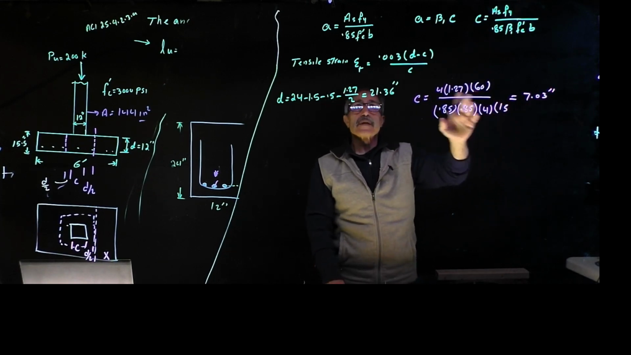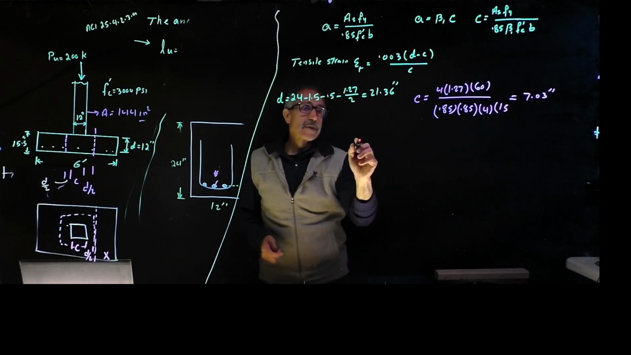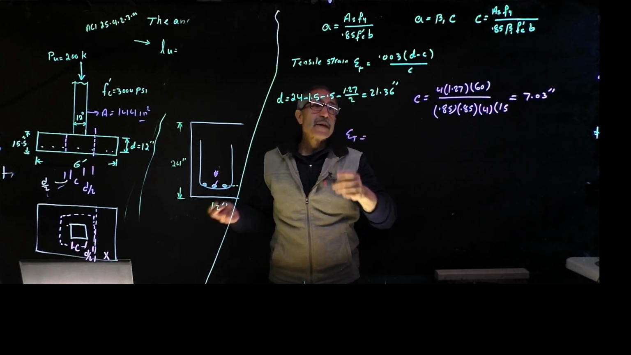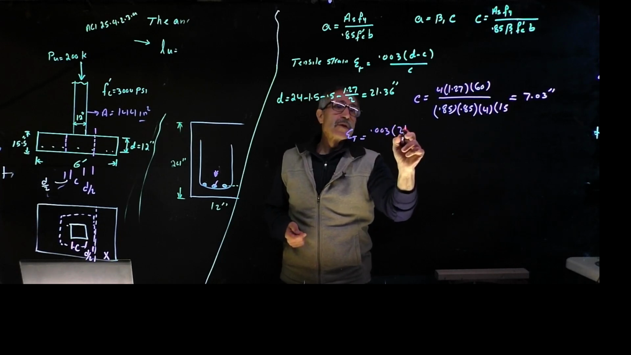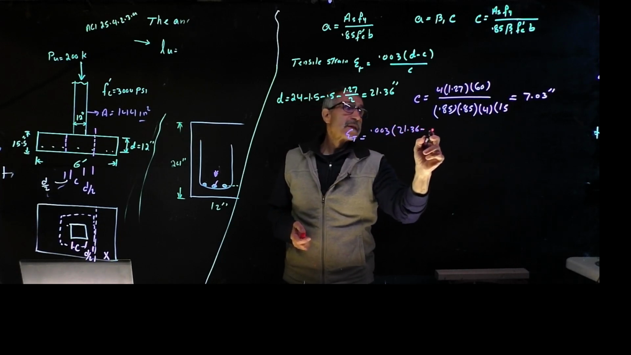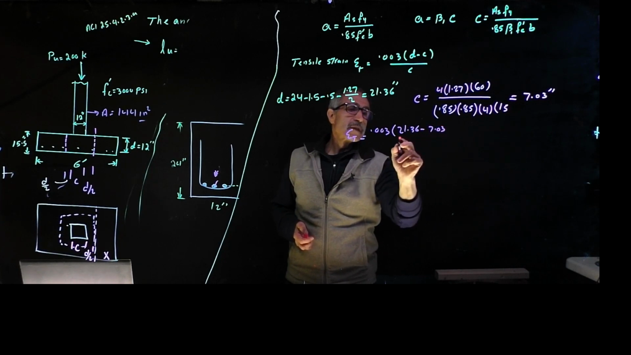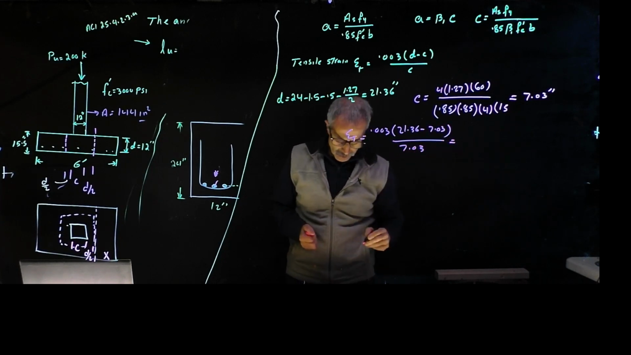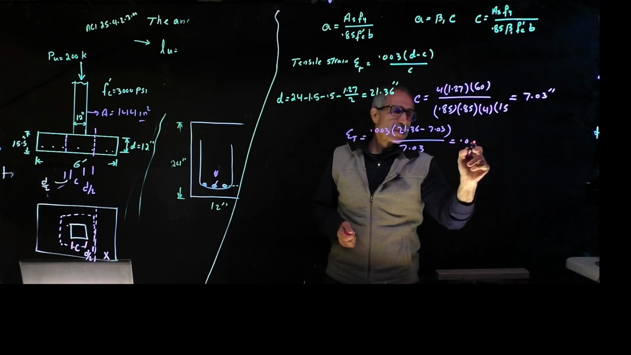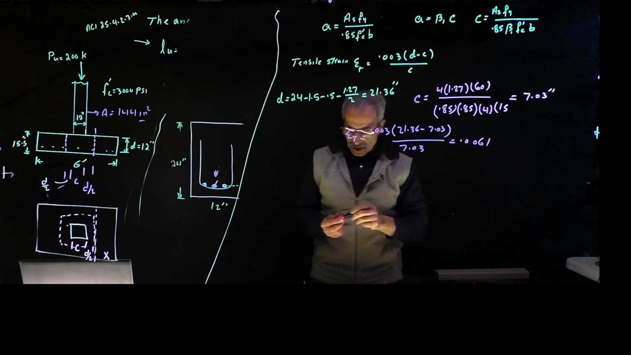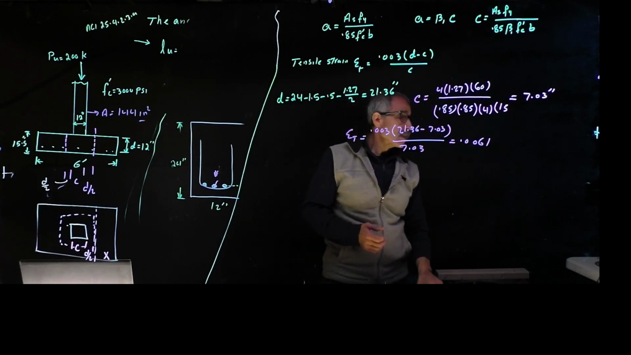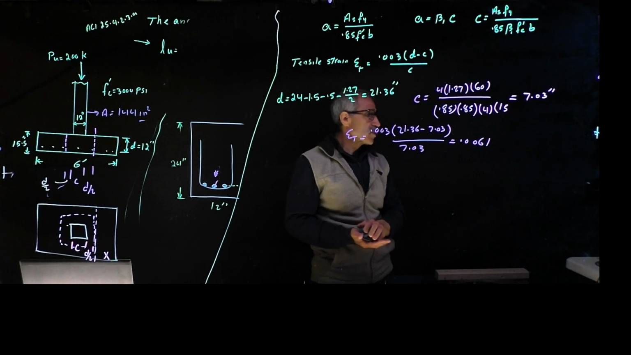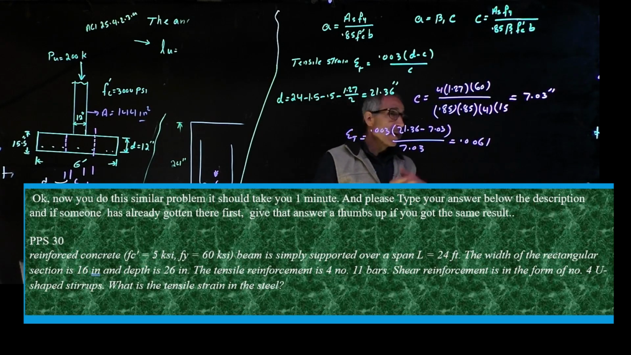Really, that's all I need because I'm going to go over here. I'm going to say the strain is equal to, because epsilon t is the strain in here, 0.003 times (d, which came out to be 21.36, minus 7.03), the whole thing divided by 7.03, and that comes out to be 0.0061. And you can say, me explaining it almost took me a minute. It should take you less than a minute to do. So here's your job. You go ahead and do the next one while I erase this board.